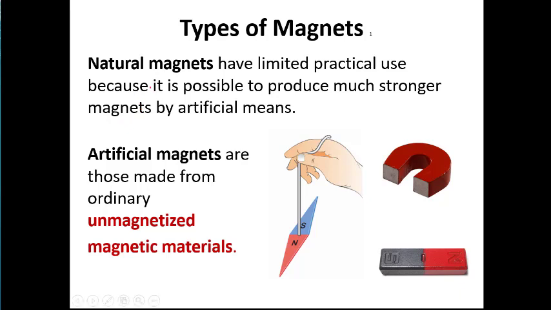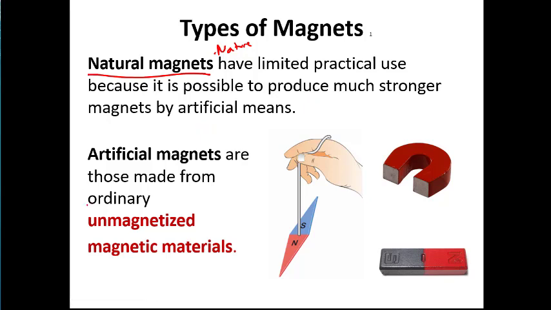There's two types of permanent magnets. So permanent magnets are magnets that stay magnetized. The first type is natural magnets. Natural magnets are magnets that become magnets in nature. So they're magnets that are not manufactured. You dig up the rock and it's a magnet. Typically, they have limited practical use because it's easier to make stronger magnets in a factory.